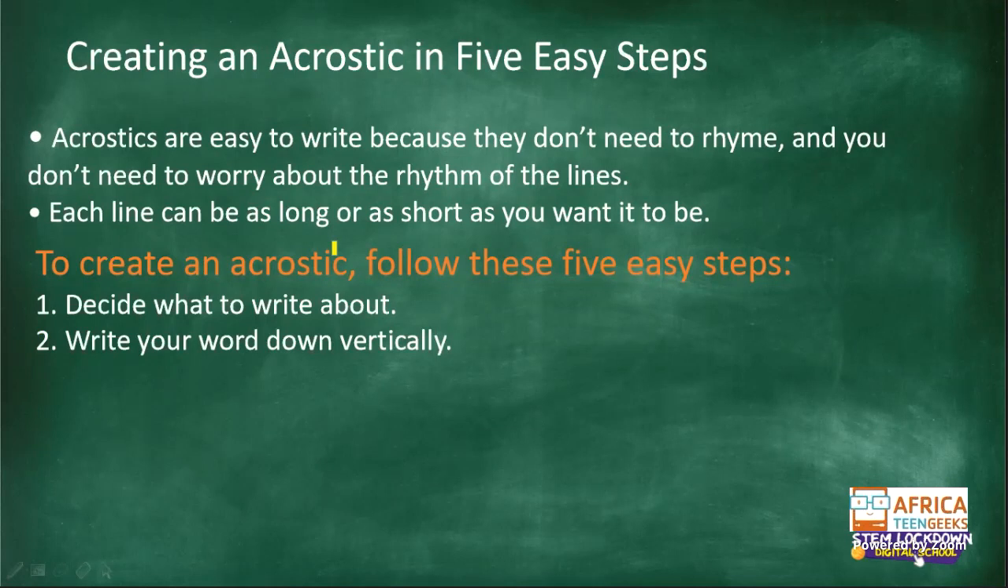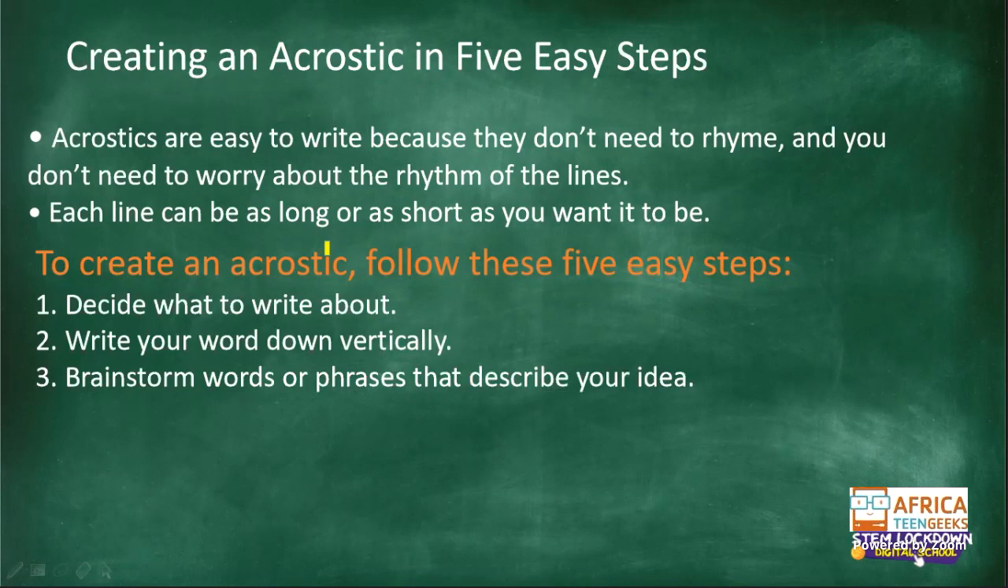Then the third step, you have to brainstorm words or phrases that describe your idea. So you are going to look at every letter and first write down the things that come to mind the easiest, okay? So if I had to think of his poem Ice Cream, maybe it was difficult for me to find a word for I, but then I'll just move on to C and see how many words I can write down with a C that has to do with ice cream.